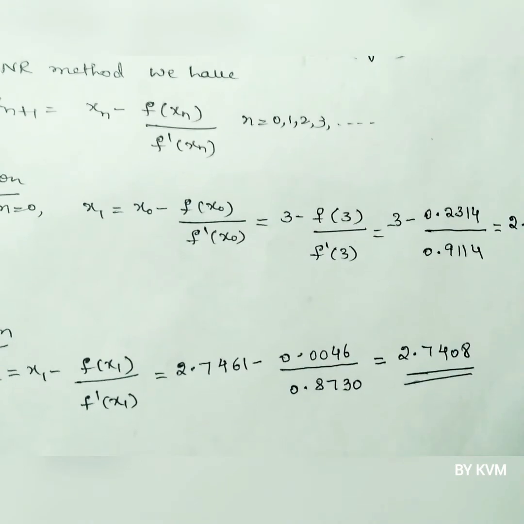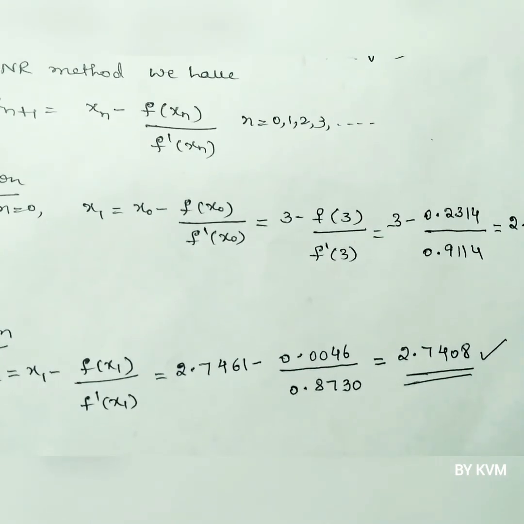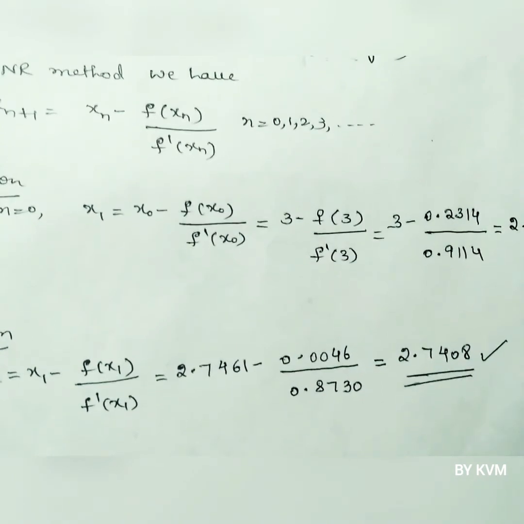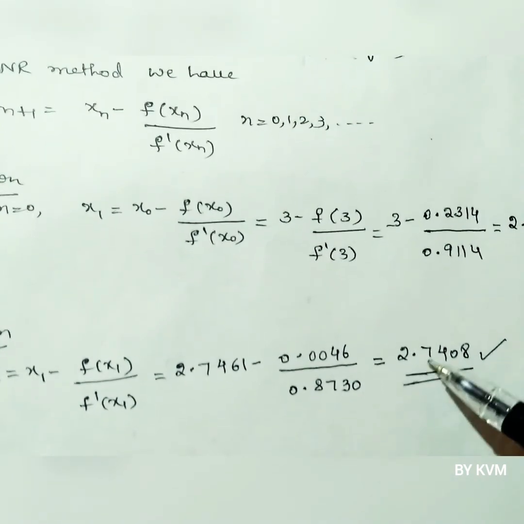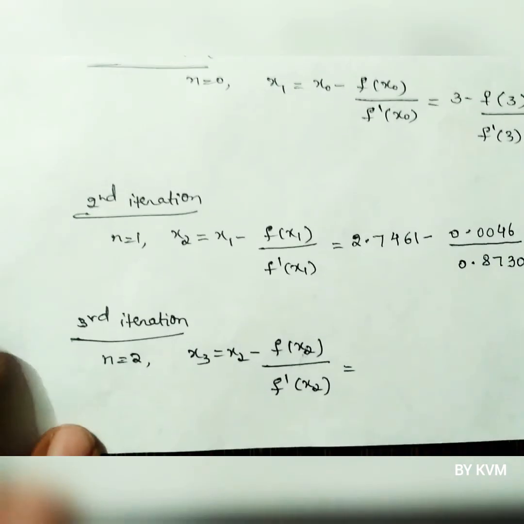Now compare x1 and x2 values. After the decimal point, how many decimal places are the same? So 2 decimal places are the same, that is 0.74, 0.74. So again we have to improve the accuracy of the root.